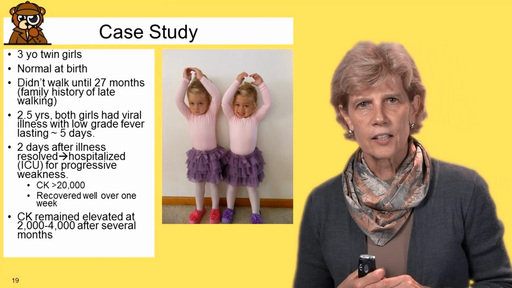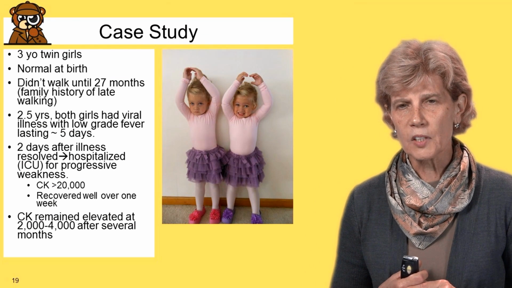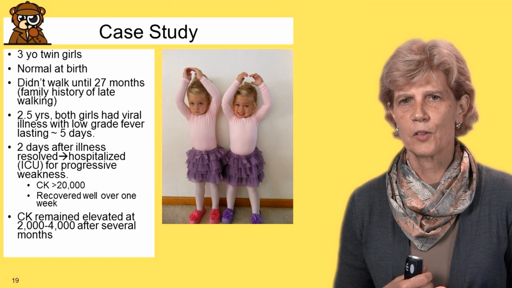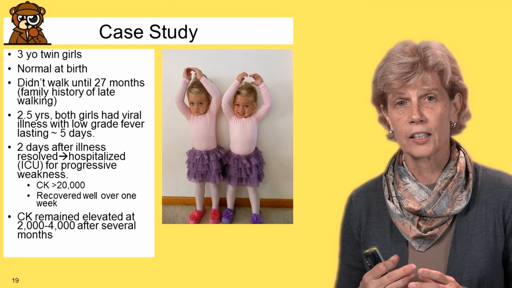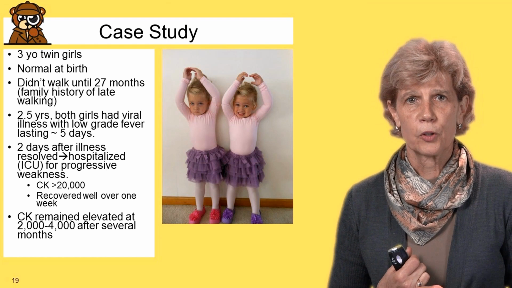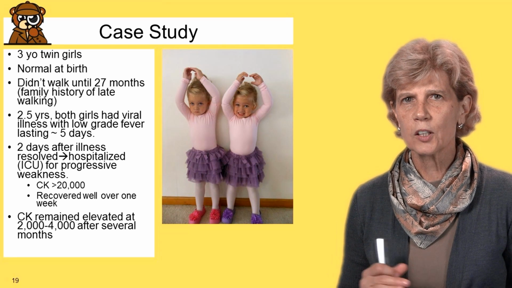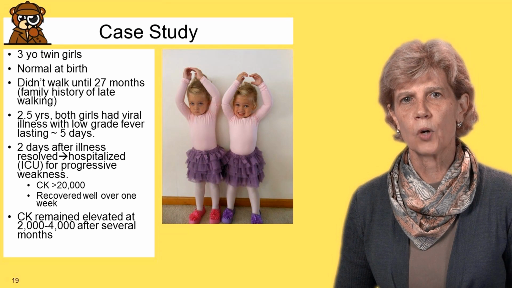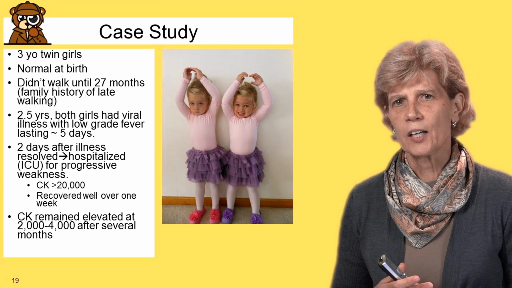Okay, so the next case is these 3-year-old twin girls. And this is them at their first ballet class, and the mother sent it to me, and it's too cute not to include in almost every talk I do. These girls were normal at birth, not surprising. They look pretty darn normal there. They were a little bit late walking, but nobody was worried about it because there was a family history of late walking. When these girls were about 2.5 years old, they both had viral illnesses.